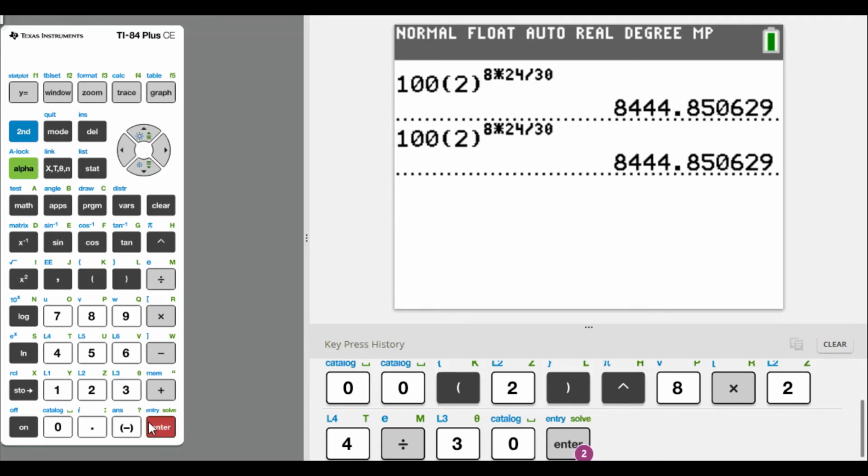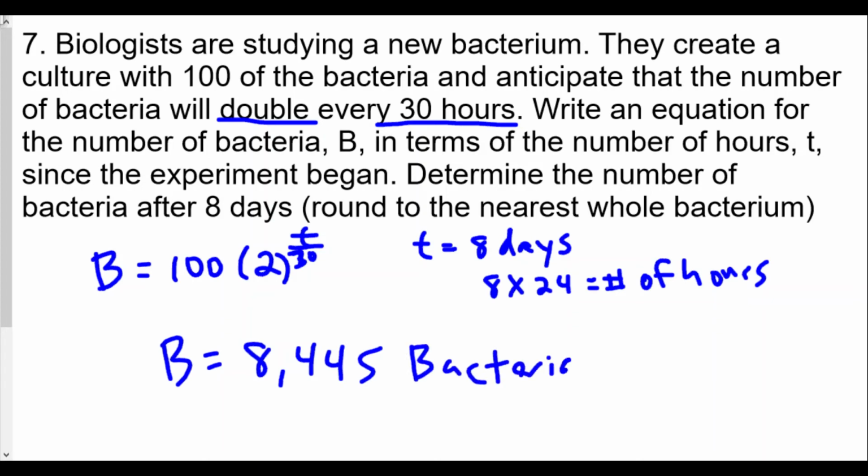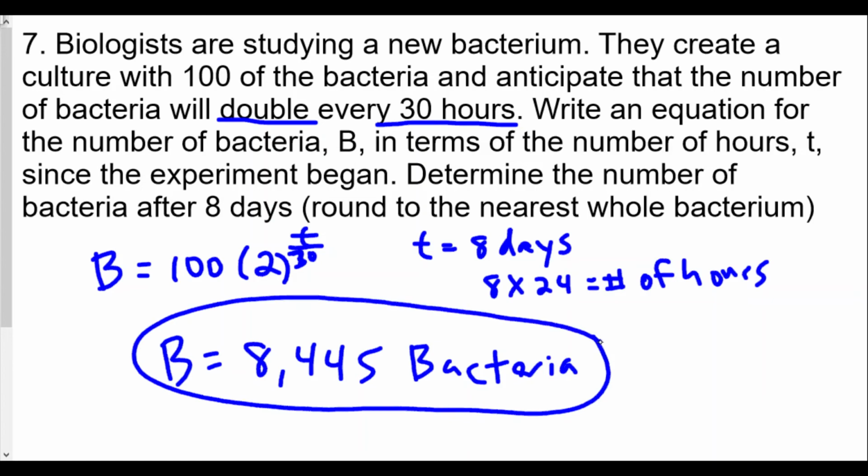It's 8,444.850625. Now, the instructions asked us to round to the nearest whole bacterium, and 0.8 definitely means we're going to add back into the 1 on top. So 8,445 will be the answer. Okay, so B is equal to 8,445 bacteria. And this is the answer we have for number 7.